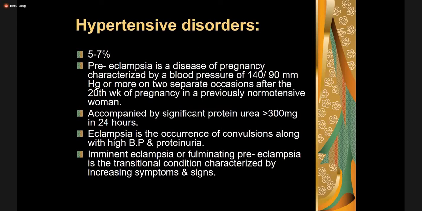Preeclampsia is accompanied by significant proteinuria, that is greater than 300 milligrams in 24 hours. Or even dipsticks can be done. That means the woman will give her urine sample, and by the dipstick method you can check the albumin. The protein is plus, 2 plus, 1 plus, like this. That is the easiest method. For 24-hour urine, you have to give a jar in which the woman will collect her urine for 24 hours, and then you will check it and send it for the investigation.